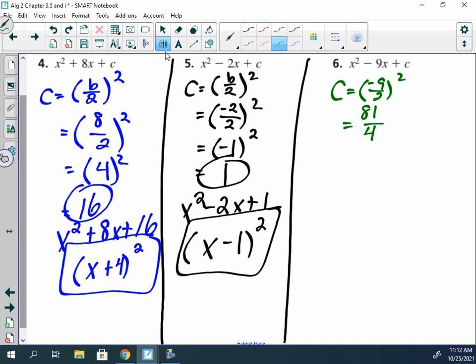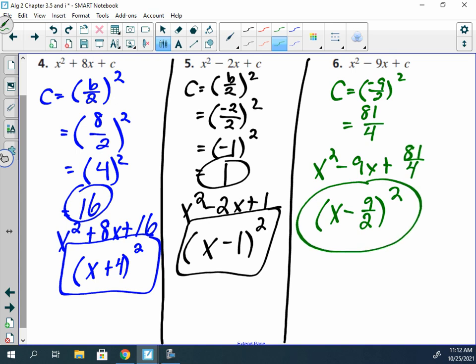It is 81 fourths because we're squaring the whole thing. So that means our equation is x squared minus 9x plus 81 over 4. And as a set of parentheses squared, we have what? X minus 9 halves. Questions on any of this here?